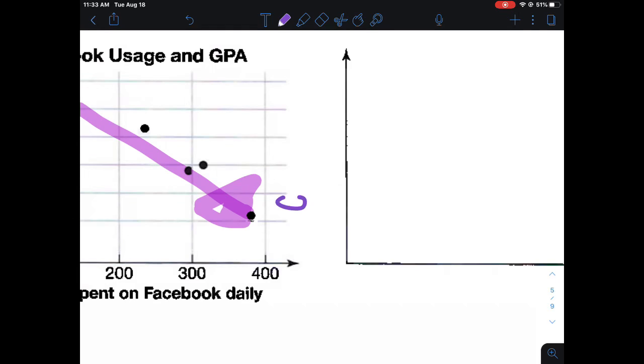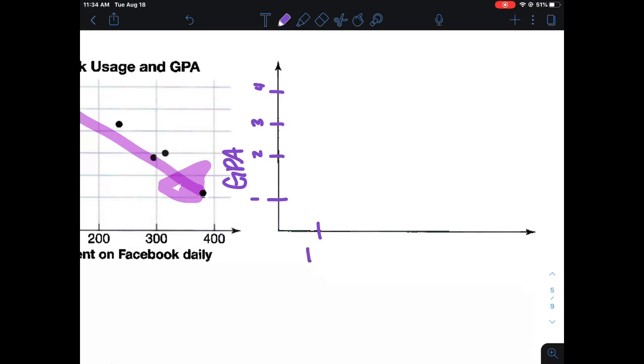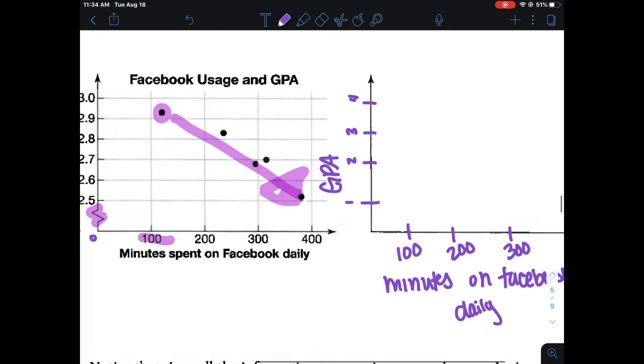So my y-axis is going to be our GPA still, but this time I'm going to use increments of 1. So 1, 2, 3, and 4. And then I'll keep the x-axis the same. I'm not changing anything about it. Pretty evenly distributed. So we've got 100, 200, 300, 400, and this was minutes on Facebook daily.